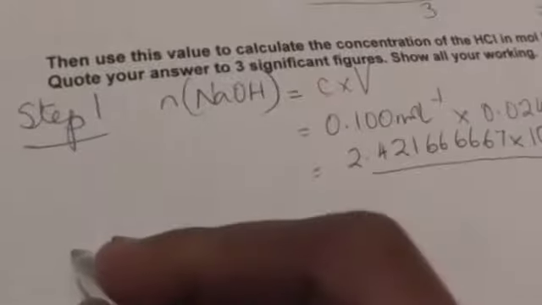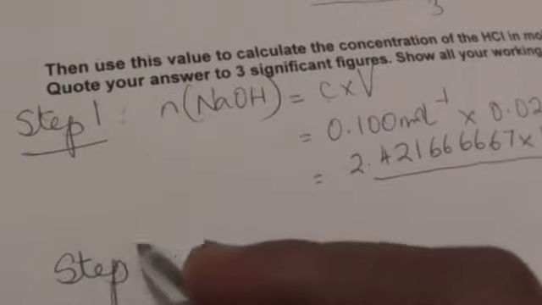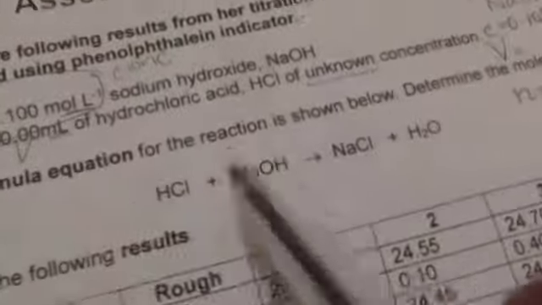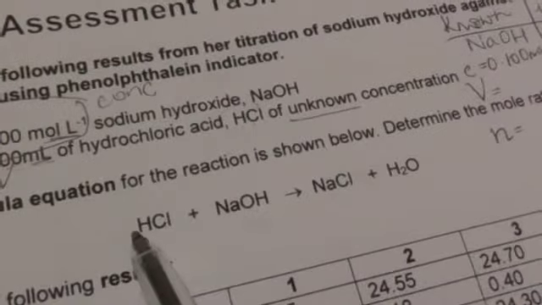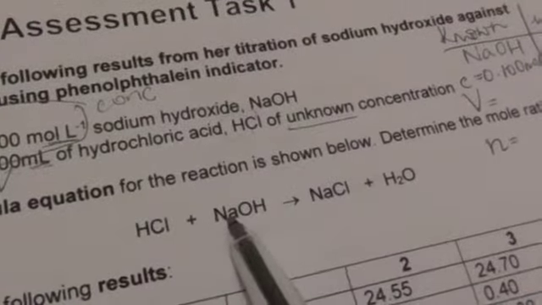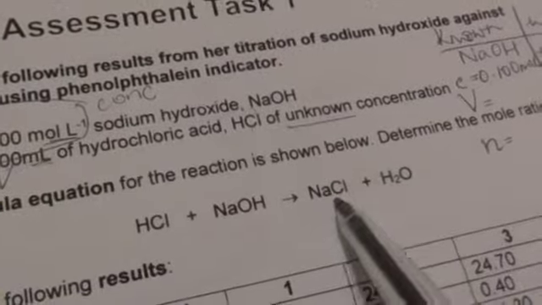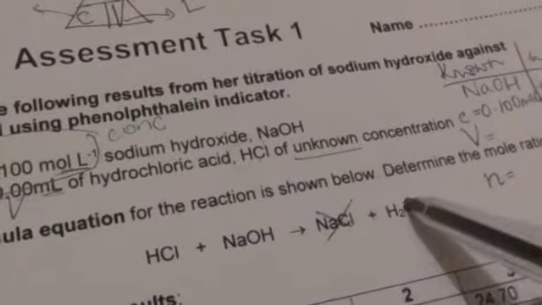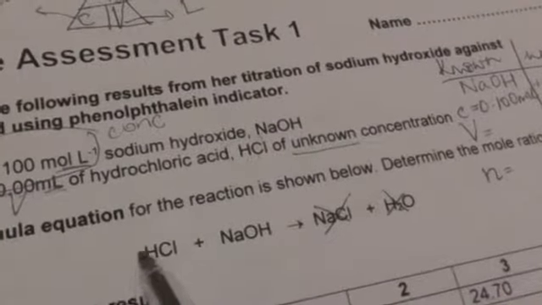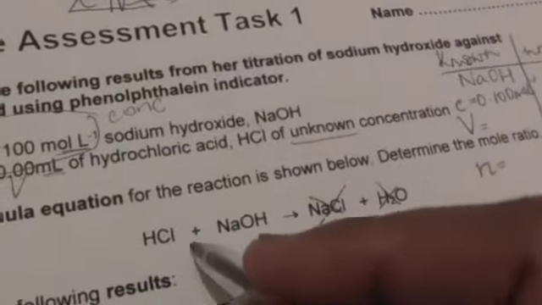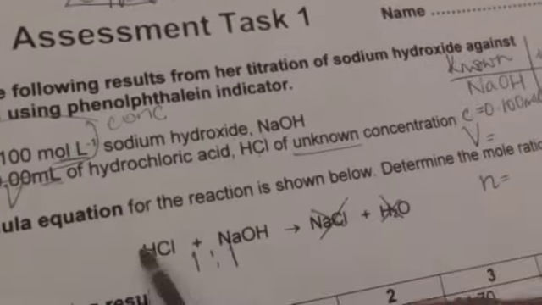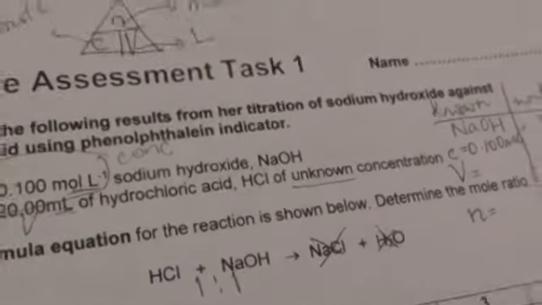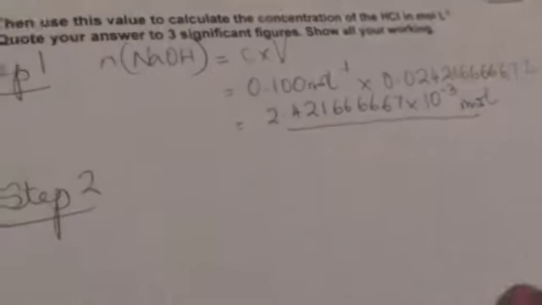Now I'm going to go to step 2, which is we need to look at the balanced equation that you're provided in the question. The balanced equation says 1 mole of hydrochloric acid reacts with 1 mole of sodium hydroxide to give us 1 mole of NaCl and 1 mole of water. These two chemicals, I really don't need them. So I focus on the mole ratio here, 1:1. If you have 1 mole of this, you have 1 mole of this chemical. So what does that mean?